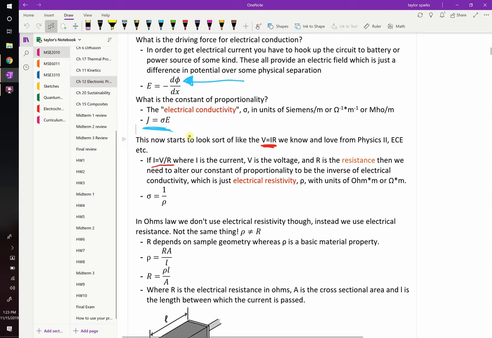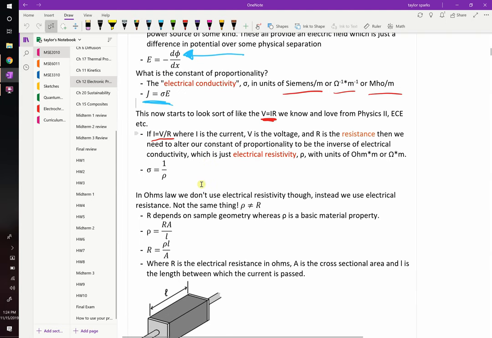Conductivity has units of siemens per meter. Sometimes they write that as inverse ohm-meters or mhos per meter, which is just ohm spelled backwards. I don't know who came up with that, but it's a thing. Okay? All right, I didn't come up with it.